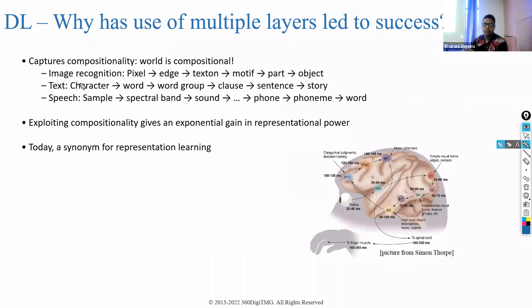Within a neural network, we have something called compositionality. For example, the moment you look at this water bottle, first you look at the pixels. Then the human brain recognizes the edges. Then there is something called texton, motif. Then the part, then the entire object. When it comes to text, you first look at each character, then the word, then a group of words, then the clause, then the sentence, and then the entire story. The same is the case with speech as well. This is called compositionality, and this is exactly how the human brain works.